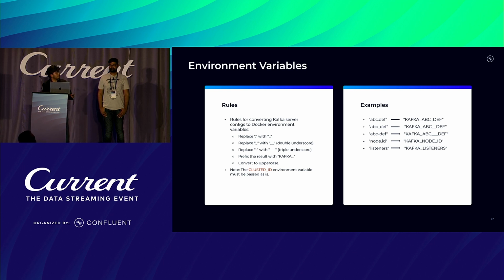One more thing to note: when we bring up Kafka in KRaft mode, we need to format the log directories, for which we need to provide the cluster ID. Though this is not a Kafka server config, it is required by the Docker container. So we can provide the cluster ID as an environment variable as well, and we don't need to make any modifications to this name; we can just pass it as is.